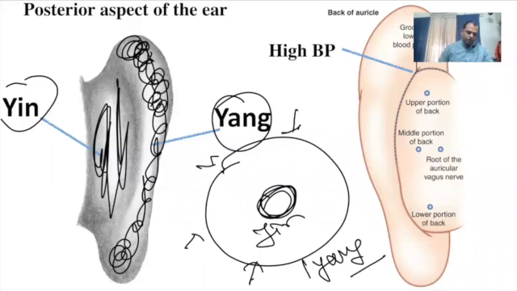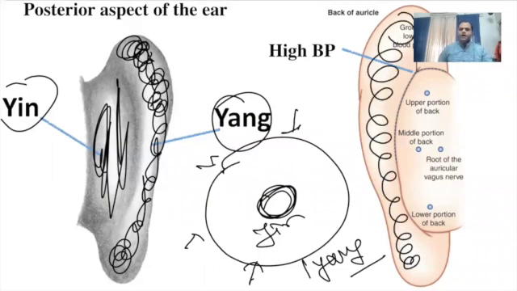In the same way, we talk about the ear. This outer part of the ear can be considered as a yang, and the inner part of the ear can be considered as a yin. अंदर के भाग को हम यिन कहते हैं.